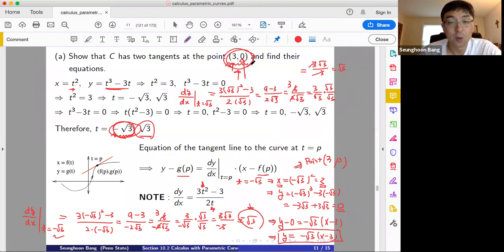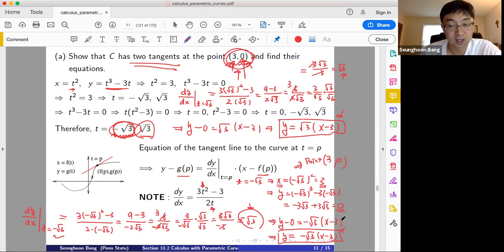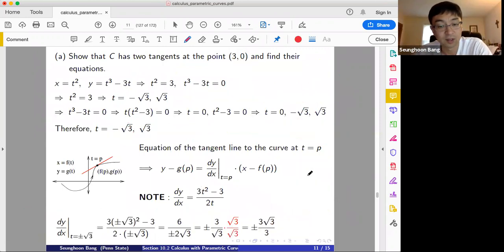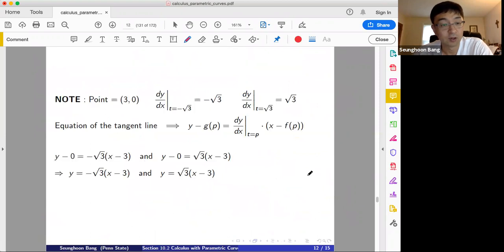This is the slope. The point is given: 3, 0, same thing. What's the equation? y minus the y component 0 equals the slope, root 3, times x minus the x component 3. So we have one more equation: y equals root 3 times x minus 3. This is the second equation of a tangent line. So far we have 2 different tangent lines, right? This one is at t equals positive root 3, and this one is at t equals negative root 3. This is the idea for solving problem A.